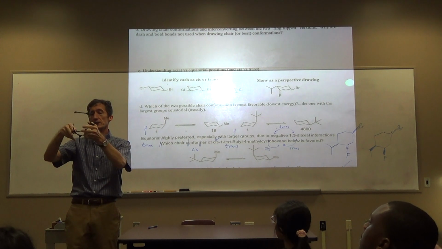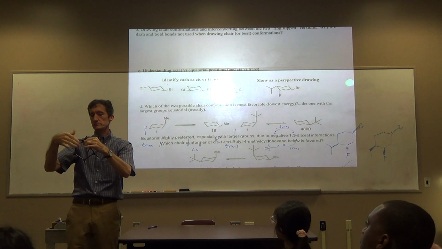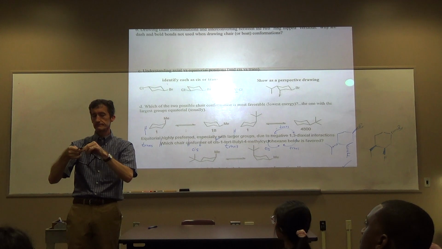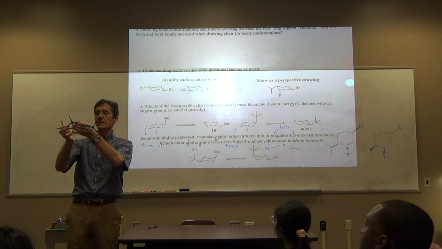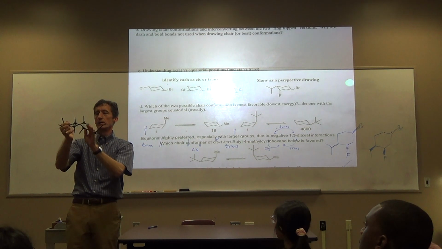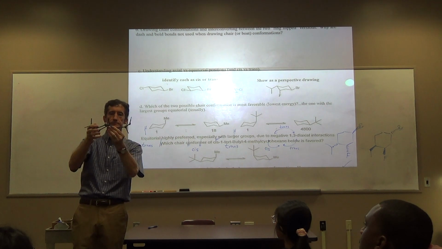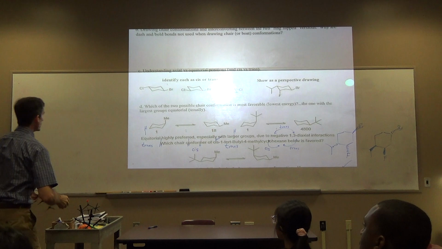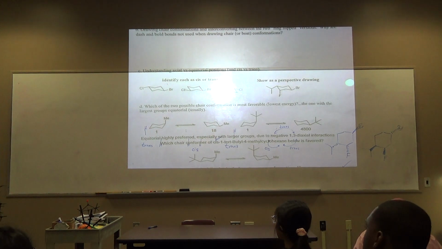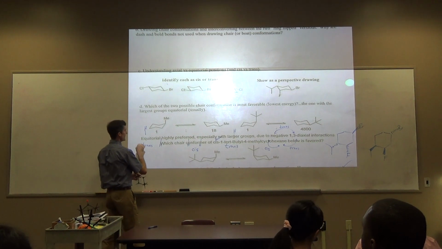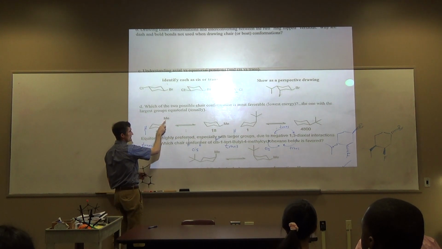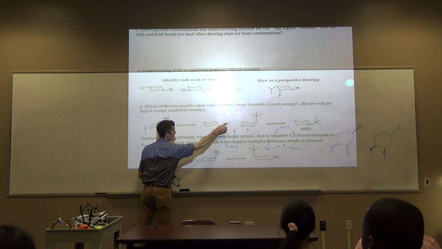Instead, it's going to do a ring flip, and that group will move equatorial. Equatorial has more room. We really did not draw a ring flip on Wednesday. We need to do that. It shows ring flips here. Here it's axial. Here it's equatorial.